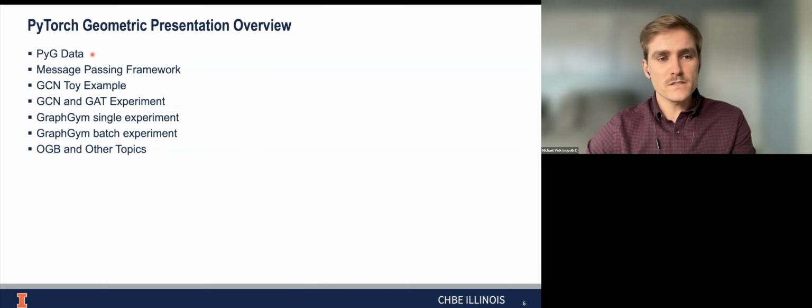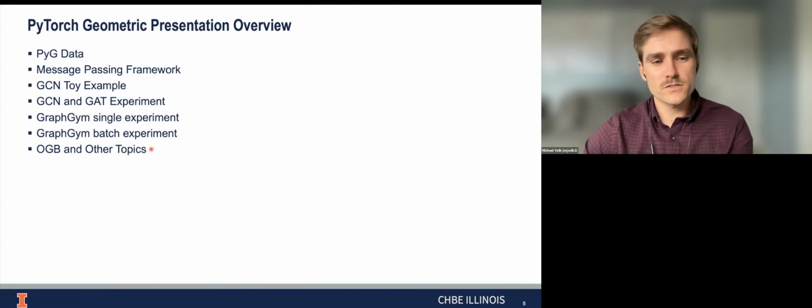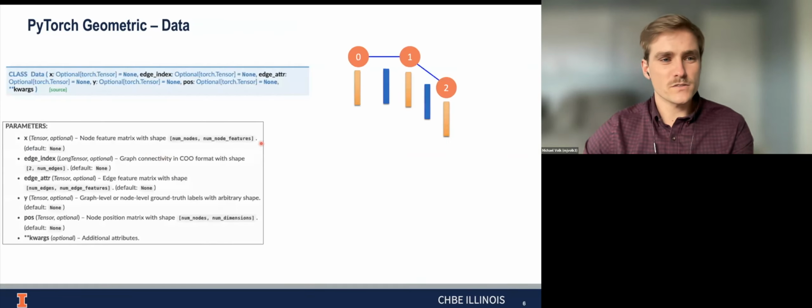I'm going to talk about the data in some more detail. I'll retouch on the message passing framework as it is specific to the package, PyTorch Geometric. I'll look at a GCN toy example that I built, and then I will do a GCN and a graph attention experiment. And then I'll show you a graph gem in a single experiment and a batch experiment. And then the last slide is just pointing people in other directions for interesting topics.